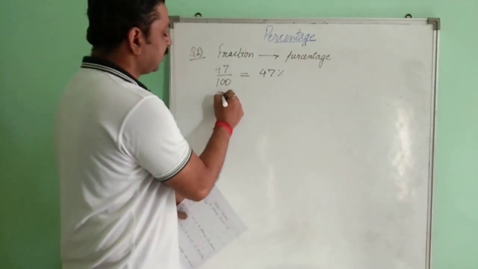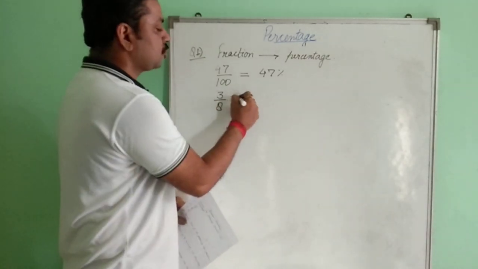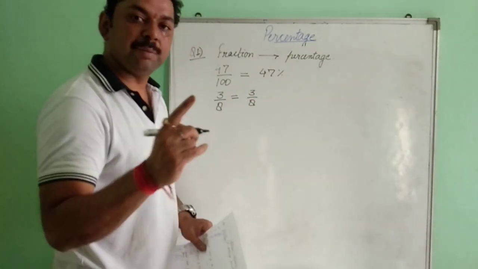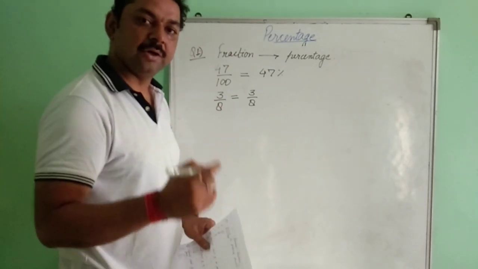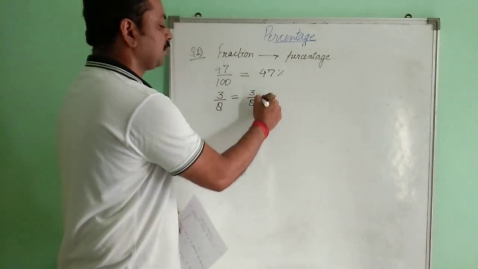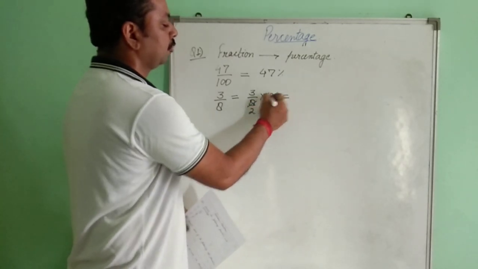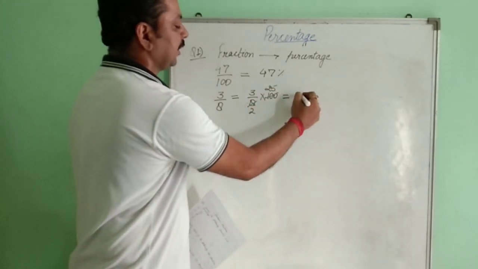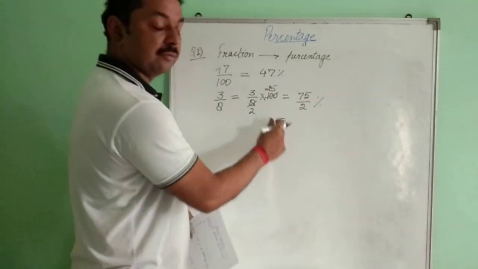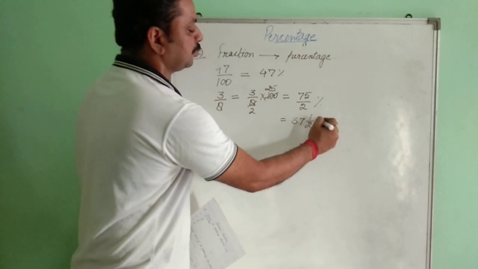Then 3 by 8. This is also a fraction. You need to convert it into percentage. What did I say? Whenever you have any value, either a fraction, a decimal or a ratio, and you need to convert it into percentage, you multiply it by 100. So what will you get? 4, 2s are 8, 4 25s are 100, 25, 25 3s are 75 upon 2%, or you could convert this value into a mixed fraction as well, 37 1 by 2% as well.